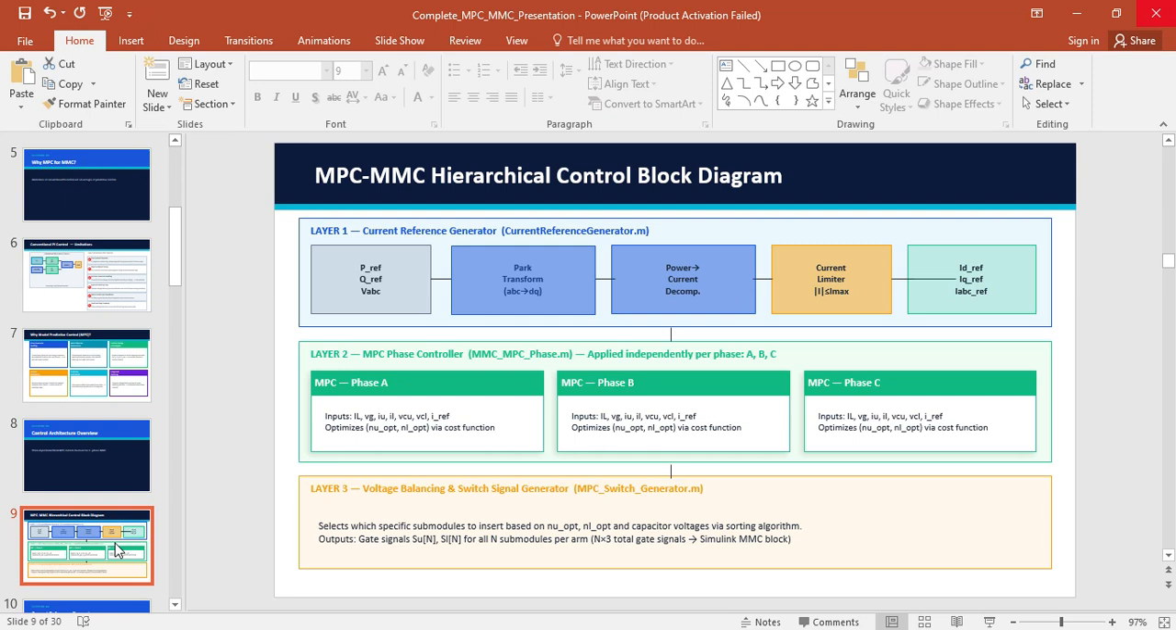Then we have a voltage balancing algorithm. What it does is select which specific submodules to insert based on the NU opt and NL opt and the capacitor voltages via a sorting algorithm, and it gives us the switching signals, right? So our MPC control will be in three layers.